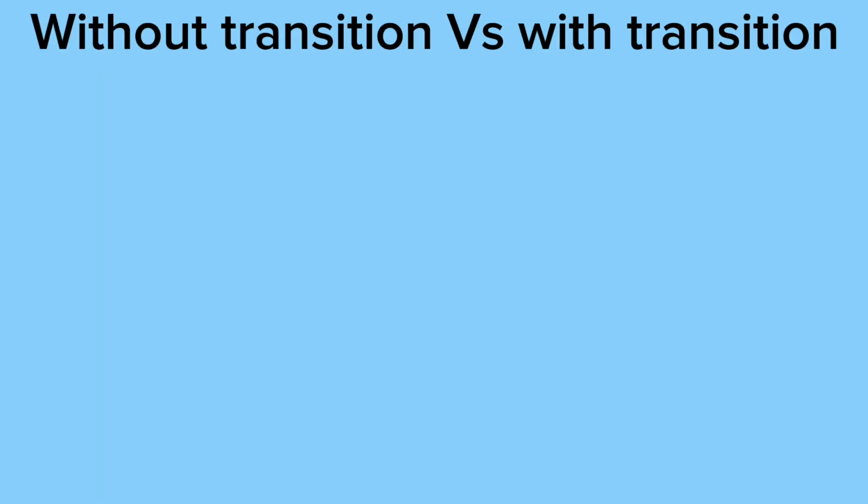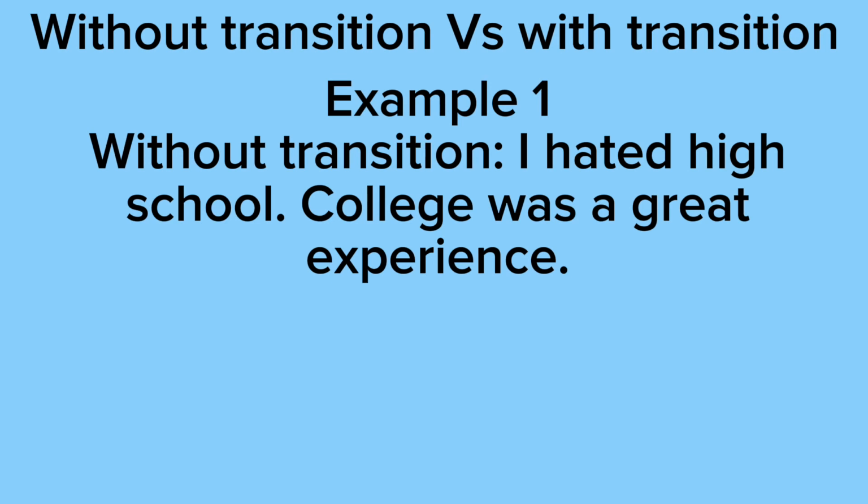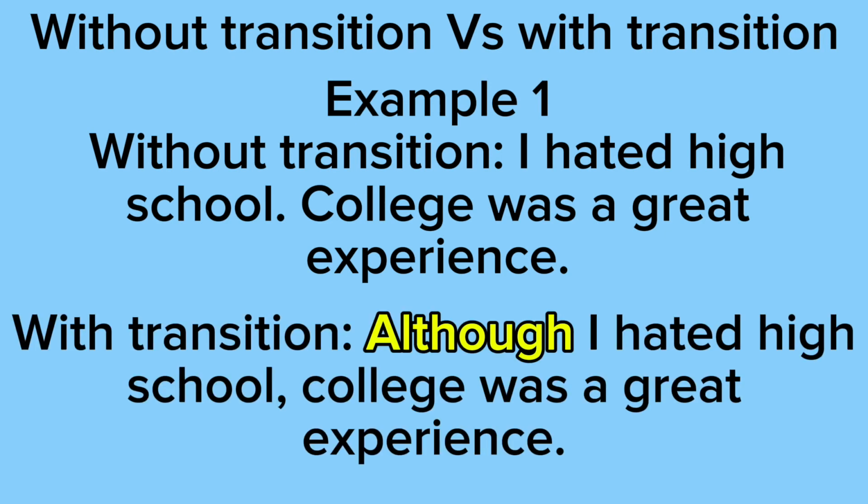Next, we have some sentences without transitions versus with transitions. So example 1, without transition word says, I hated high school. College was a great experience. As you can see, the sentence abruptly transitions from one subject to the next without a transition word. But with the transition, it says, although I hated high school, college was a great experience. So as you can see with the transition word, the sentence transitions from one topic to the next very smoothly.